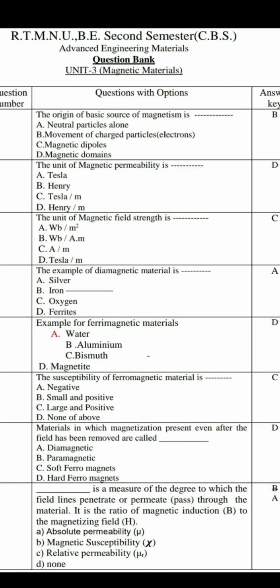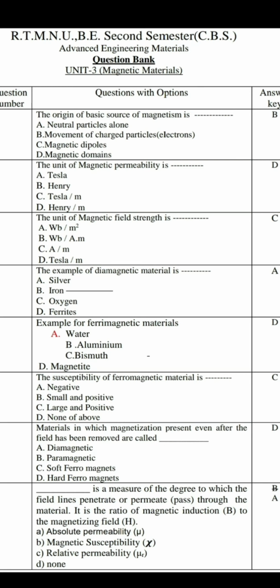Fifth, example for ferromagnetic materials. Options are option A water, B aluminium, C bismuth, D magnetite. So the correct option is D magnetite.